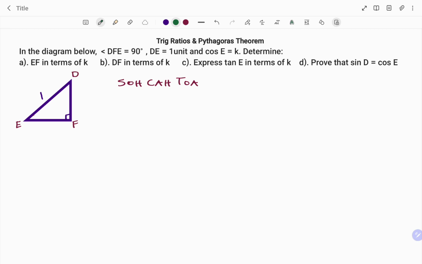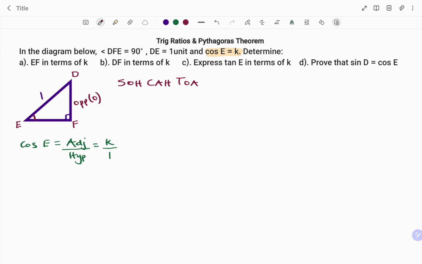So if we've been told from the diagram that cos E is equal to K, what I have is cos E is equal to adjacent over hypotenuse, and that's equal to K. Because K is a whole number, that will be K over 1. If I go back to the diagram, E is my reference angle, so I'm going to highlight that. And what that means is the line facing the reference angle, using that with my arrow, I have line DF, that will be the opposite side, or my O.